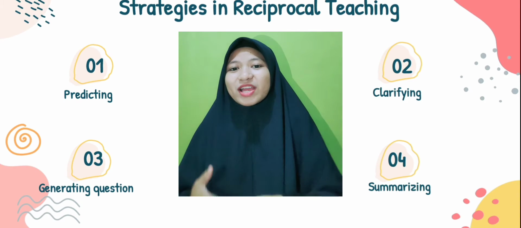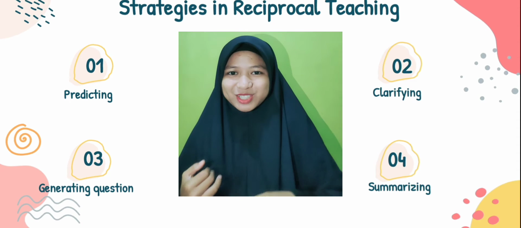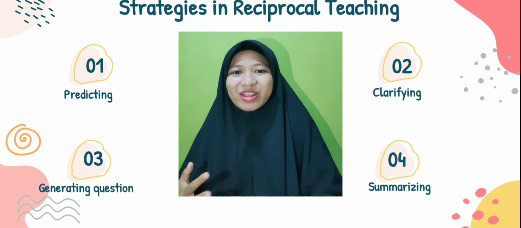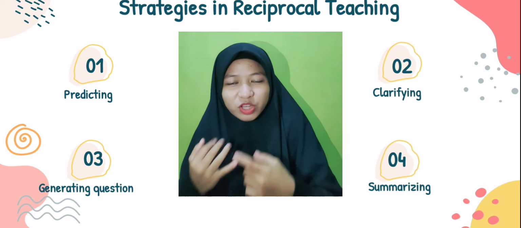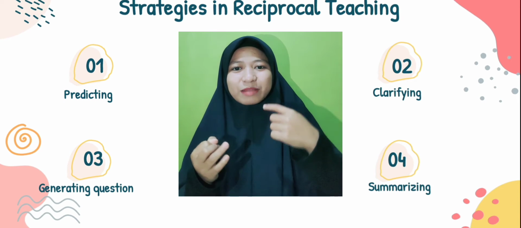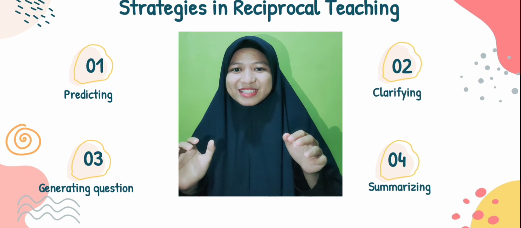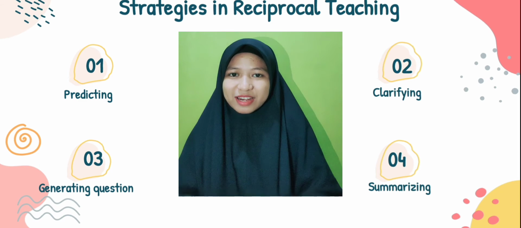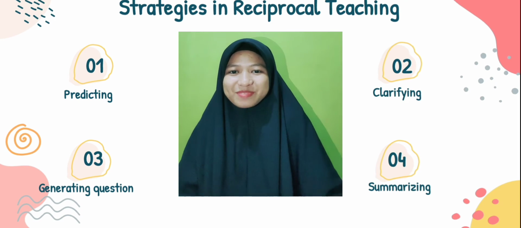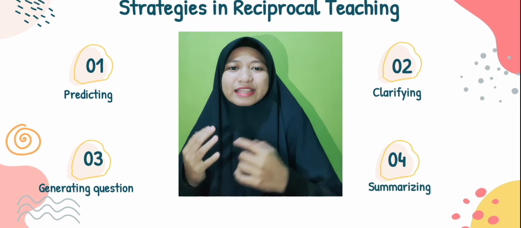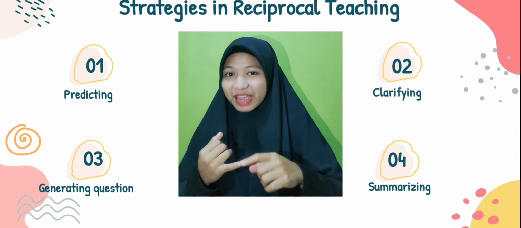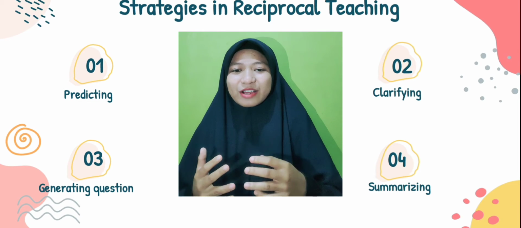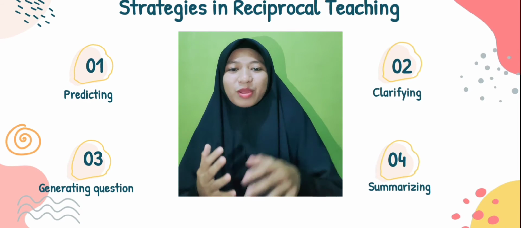The third one is generating questions. Pupils generate questions from the information highlighted, such as pose questions, answer questions, and promote interaction with peers. And the last one is summarizing. Given an assigned text, pupils highlight important information such as big ideas, synthesize, and identify important concepts.